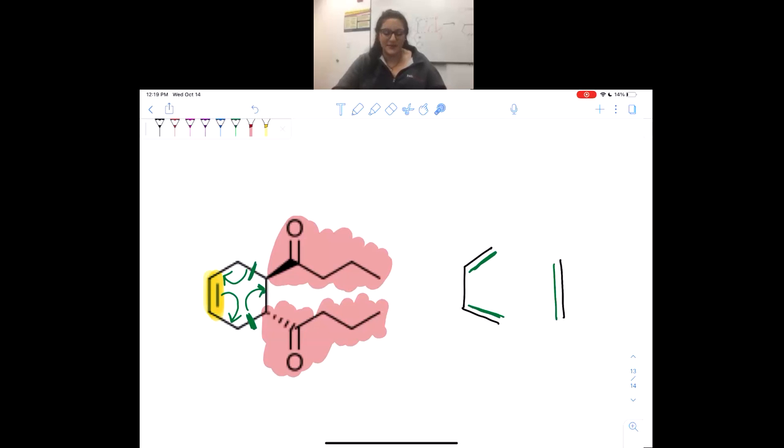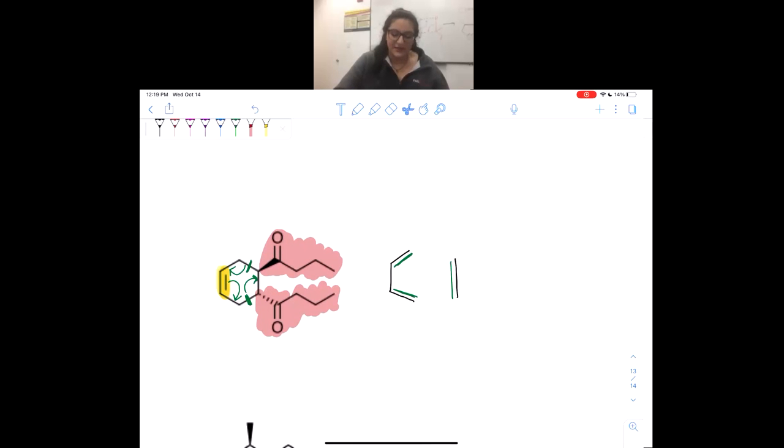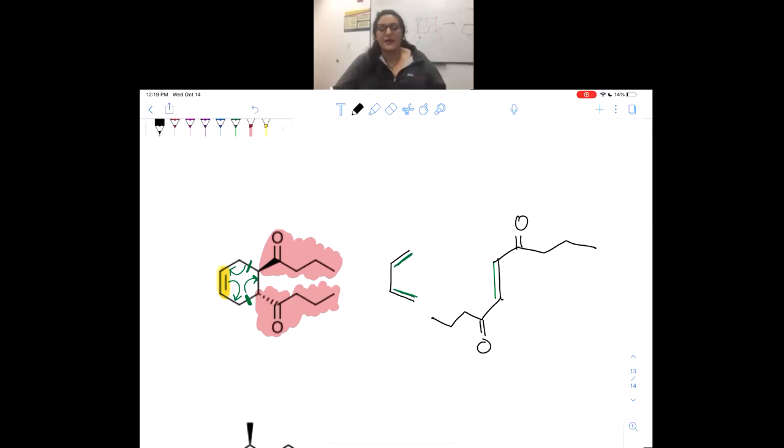And then we have to figure out the substituents. So since they're trans, they have to be pointing opposite directions. And I didn't give myself enough room to do that, so I'm just going to move it a little bit. So one group is pointing to the right, and the other group is pointing to the left. It doesn't matter which is which as long as they are trans. And so that is the backwards arrow mechanism. That's one way of doing it.